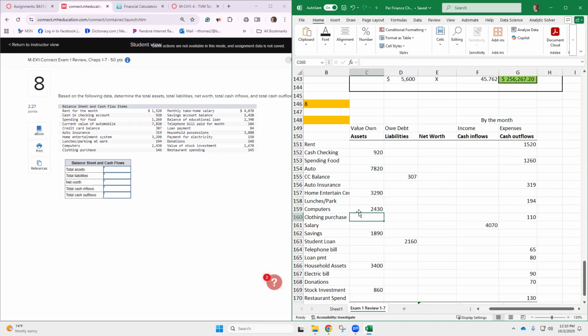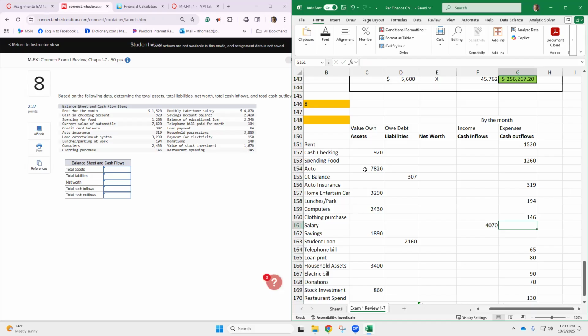Now here's one, a clothing purchase. If you were to take all of your clothes and add up their values, you could probably put wardrobe down, and that would probably be an asset. Not quite the same as a car or a house, but the clothing purchase is how much they're allowing themselves to use a month. Okay, so my clothing purchase allotment or allowance is 146.